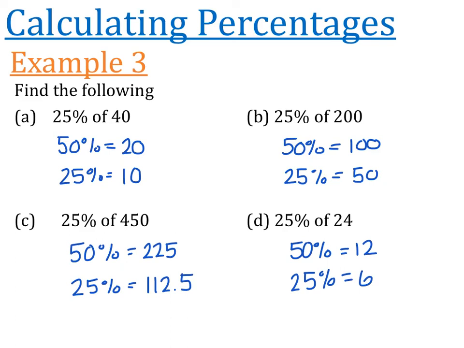All right, those are finding percentages. So today we're looking at finding 10%, finding 50%, and finding 25%. Those are the only 3 percentages I'm worried about today. So divide by 10, divide by 2, and divide by 2, and then divide by 2 again.